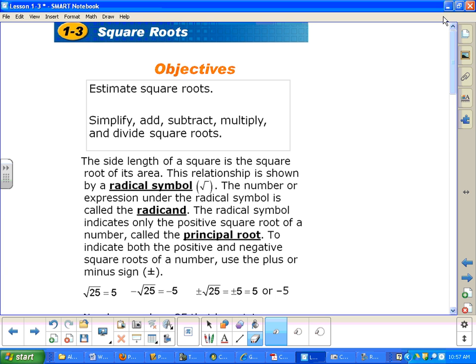So we're going to look at simplifying square roots, adding, subtracting, multiplying, and dividing them. So we're going to go through that whole gamut of things today.